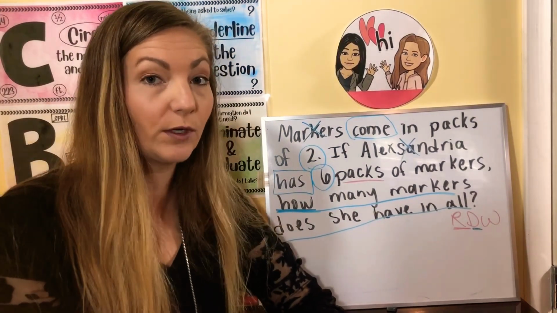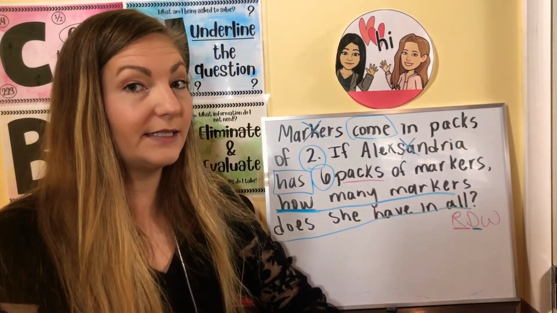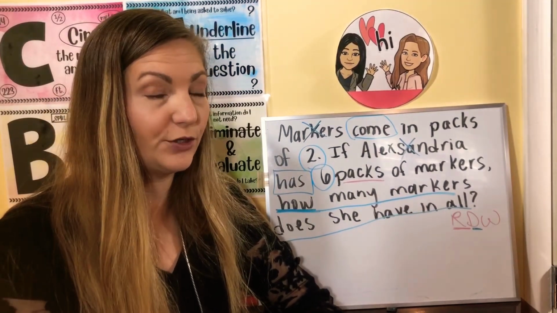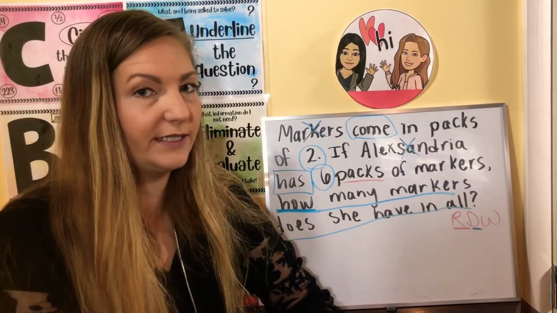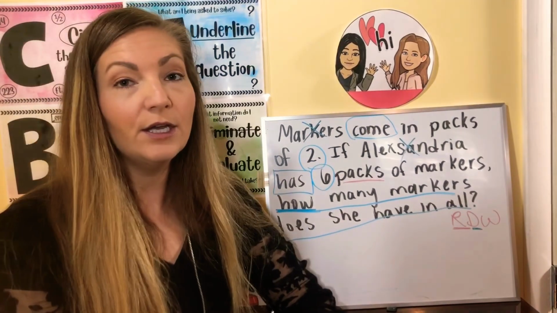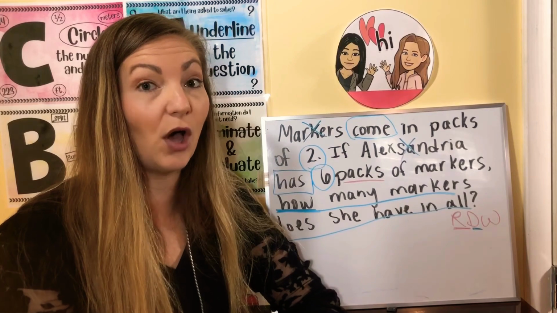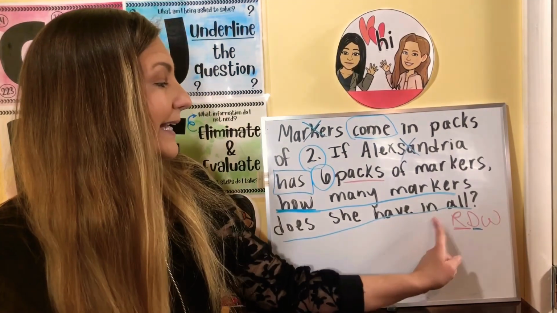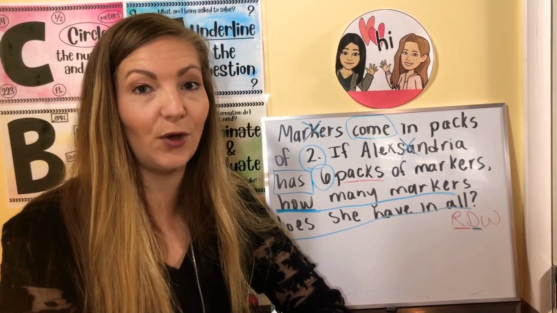So that's what I'm going to work on right now, drawing my 6 groups. And then I'm going to check the word problem again to see how many markers I should put in each group. Then I'm going to look at the question again to find out what I'm trying to answer. How many markers does she have in all? At the end I should have a repeated addition sentence to also help me solve the total. Another way to say how many in all would be, how many does Alexandria have in total?